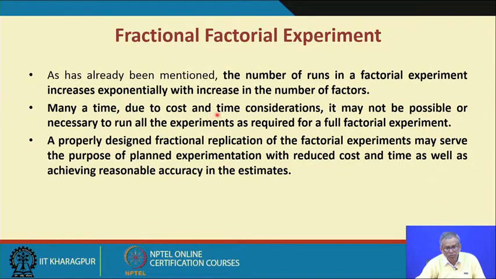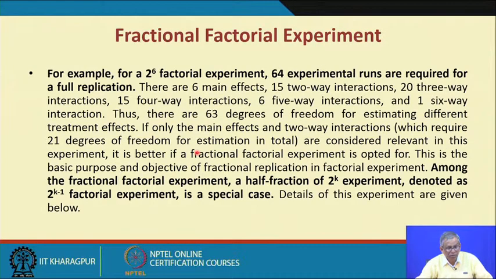So many a time, due to cost and time consideration, it may not be possible or necessary to run all the experiments as required for a full factorial experiment. So in these conditions, we prefer using fractional factorial experiment. For example, for a 2 to the power 6 factorial experiment, 64 experimental runs are required for a full replication, just one replication. So there are 6 main effects, 15 two-way interactions, 20 three-way interactions, 15 four-way interactions, 6 five-way interactions and 1 six-way interaction.